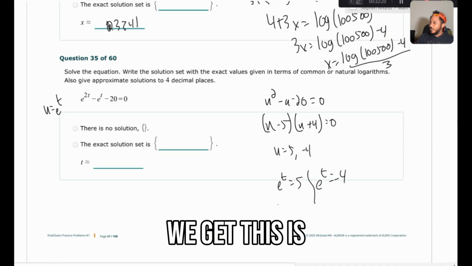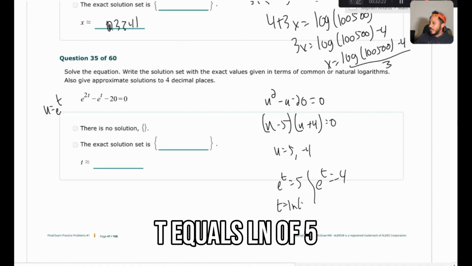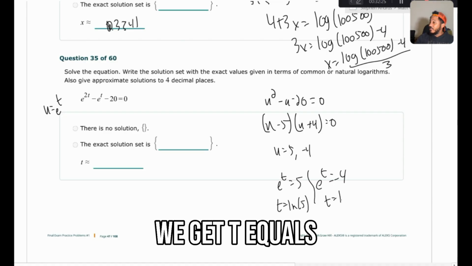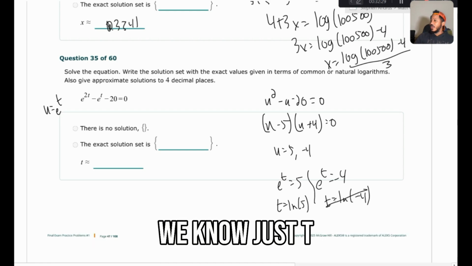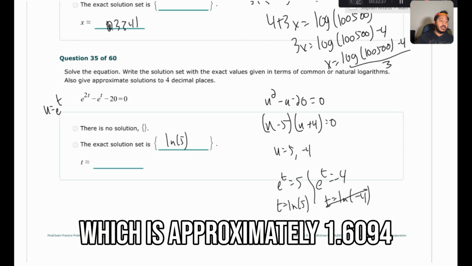ln both sides, we get t equals ln of 5. ln both sides here, though, we get t equals ln of negative 4. And again, we said we can have negatives as our arguments. And so we know just t equals ln of 5, which is approximately 1.6094.